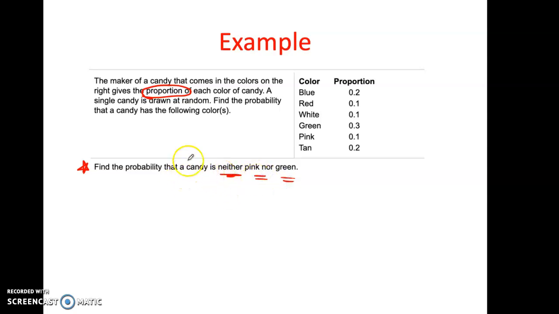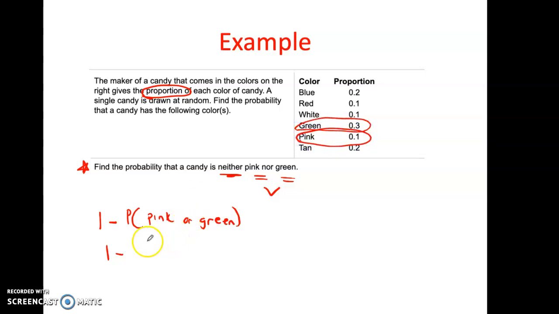So a lot of times when you have neither, you want to figure out what the probability of this is and then just subtract it from 1. So you want to do 1 minus the probability that it's pink or green. So what's the probability that it's pink or green? Well, pink is going to be 0.1 and green is 0.3. And when it's OR, we want them together. So 0.4. So the answer would be 0.6.